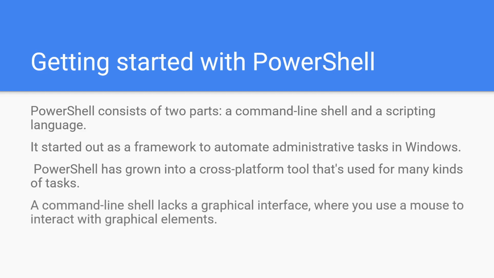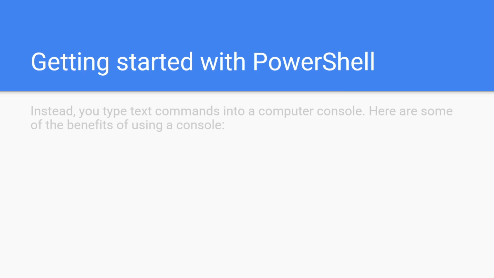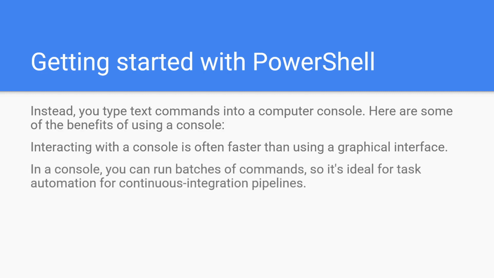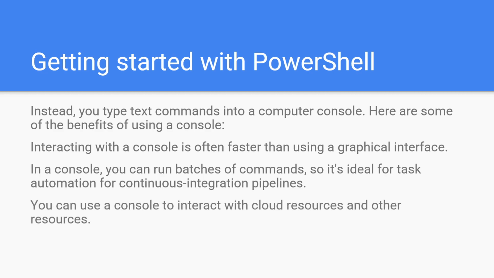A command line shell lacks a graphical interface where you use a mouse to interact with graphical elements. So instead, you type text commands into the computer console, and here are some of the benefits of using the console. Now, interacting with a console is often faster than using a graphical interface. In a console, you can run batches of commands, so it is ideal for task automation and for continuous integration pipelines. You can use a console to interact with cloud resources and other resources.